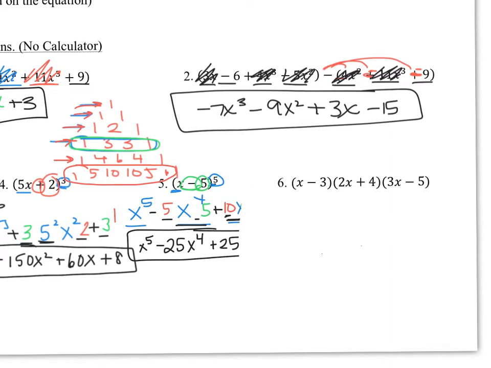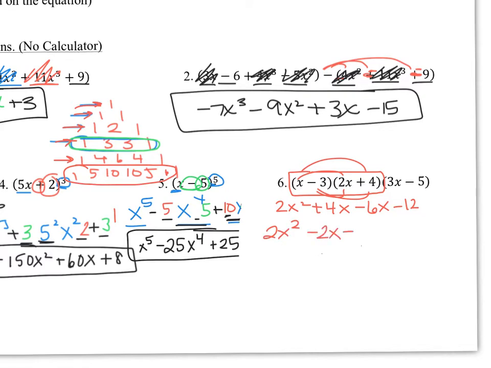So if I look at this next one, I'm going to double distribute these two together first. So I have 2x squared plus 4x minus 6x minus 12. So I have 2x squared minus 2x minus 12.